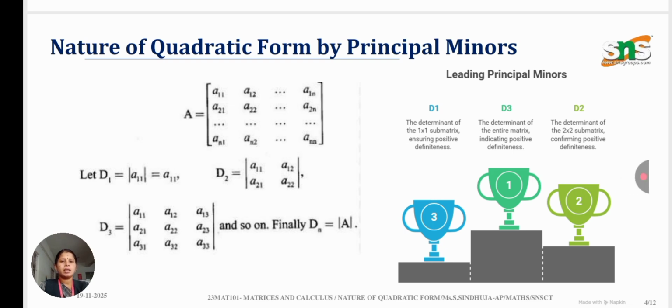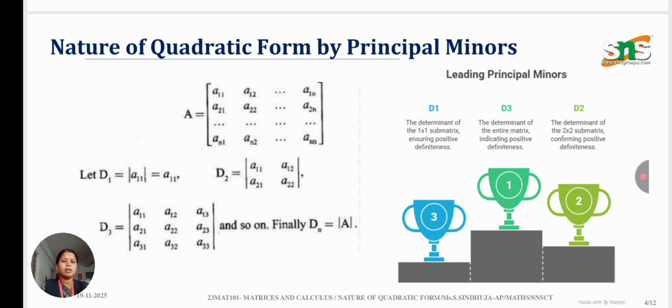The principal minors are calculated by taking the determinant of the first element, that is a11, which is named d1, and of the 4 elements a11, a12, a21, a22. The determinant of these 4 elements is given the name d2, and d3 is the determinant of 9 elements, that is the 3 by 3 matrix. Similarly we can find the remaining values also. So when you are considering a 3 by 3 matrix, we get d1, d2 and d3.